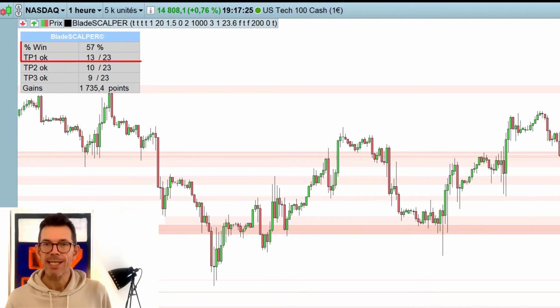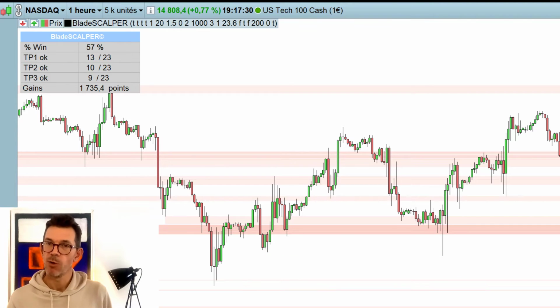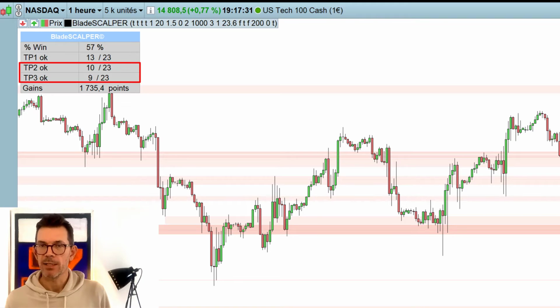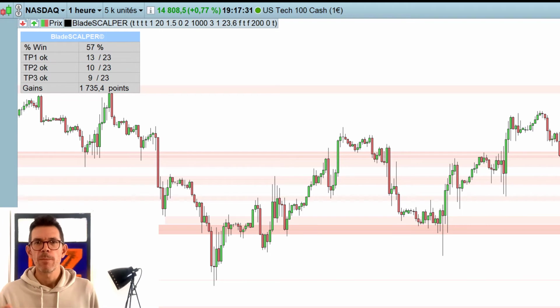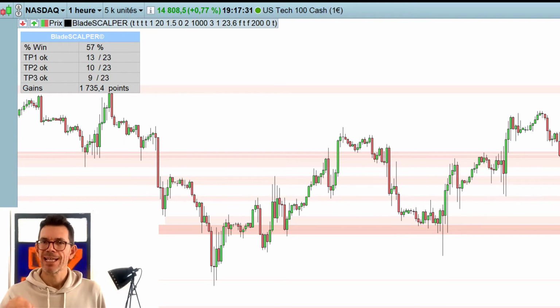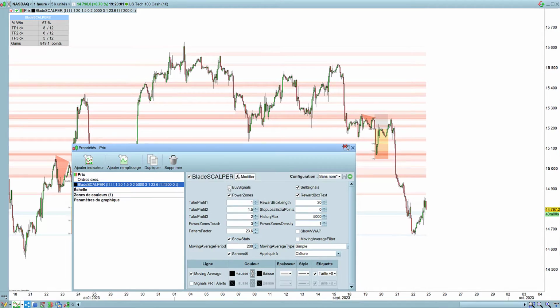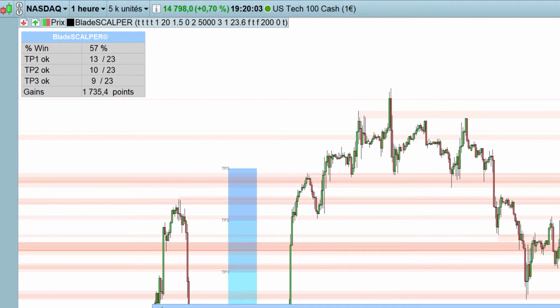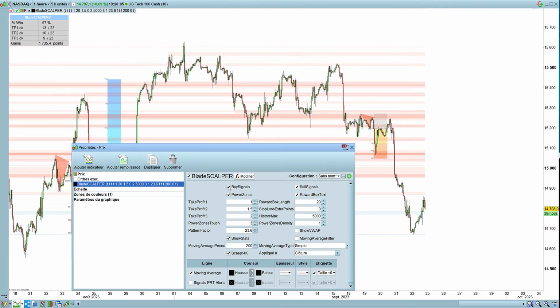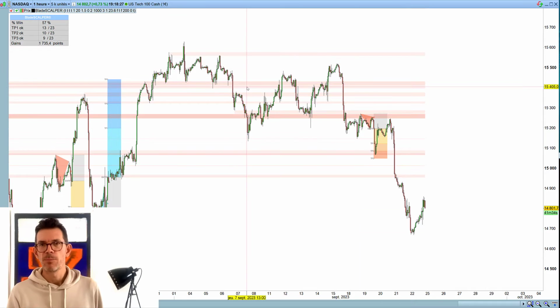The win rate is calculated on the number of times the price reaches the first level of take profit, and you have also the details by TPs. The cool thing about Blade Scalper is that it offers the flexibility to adjust to the asset and its time frame you're trading on, and to check the statistical performance of the pattern just now. First, you can check if it would be more relevant according to the past to trade only double tops or only double bottoms.